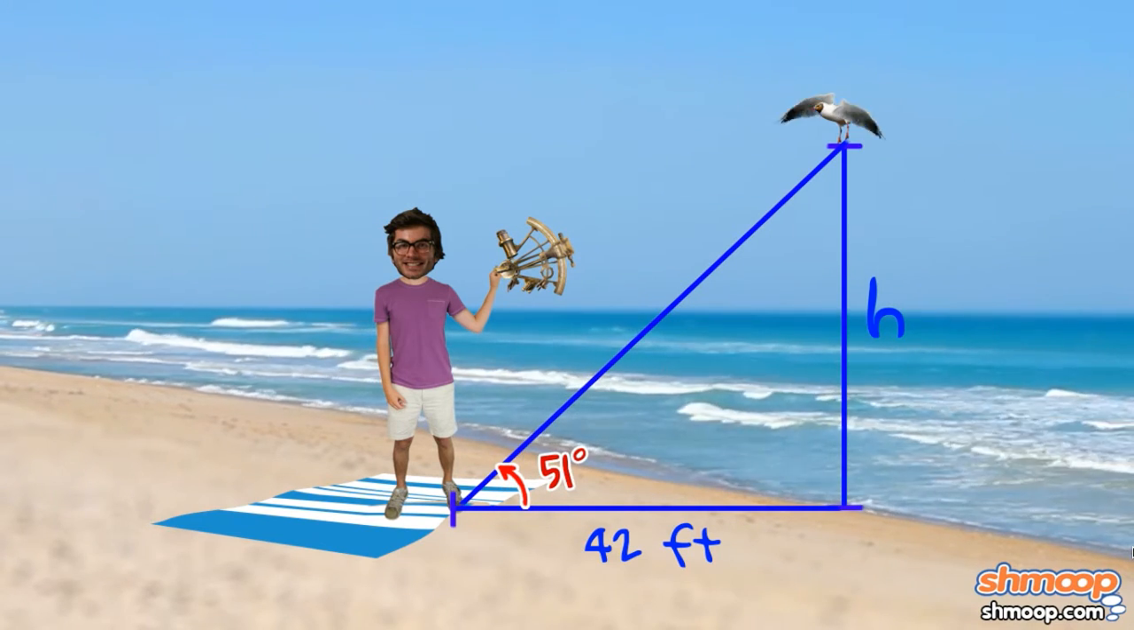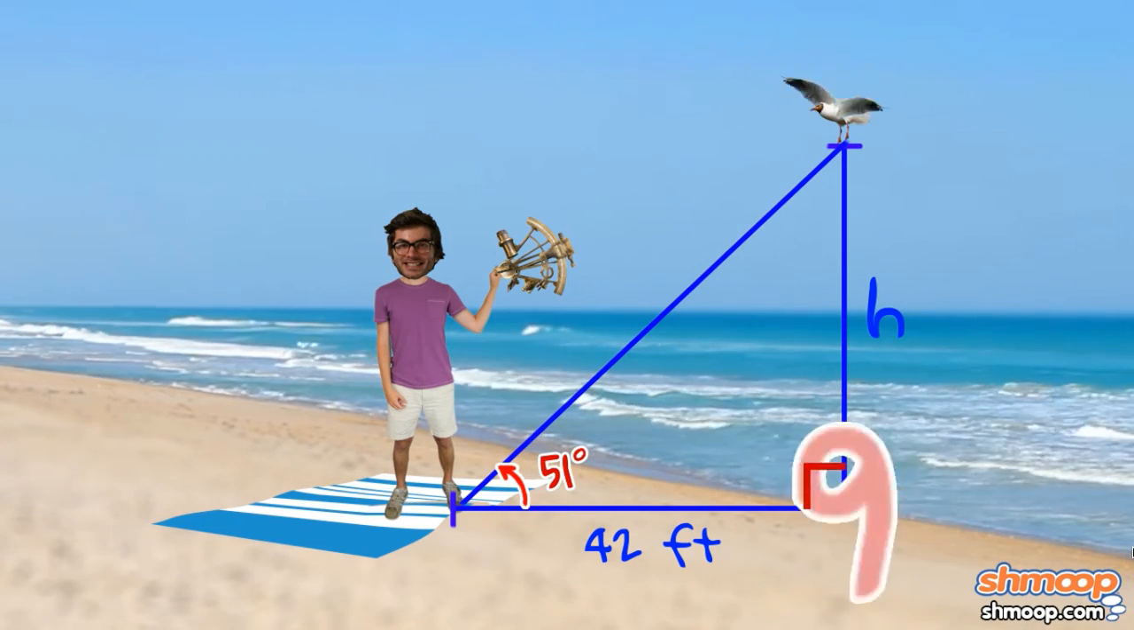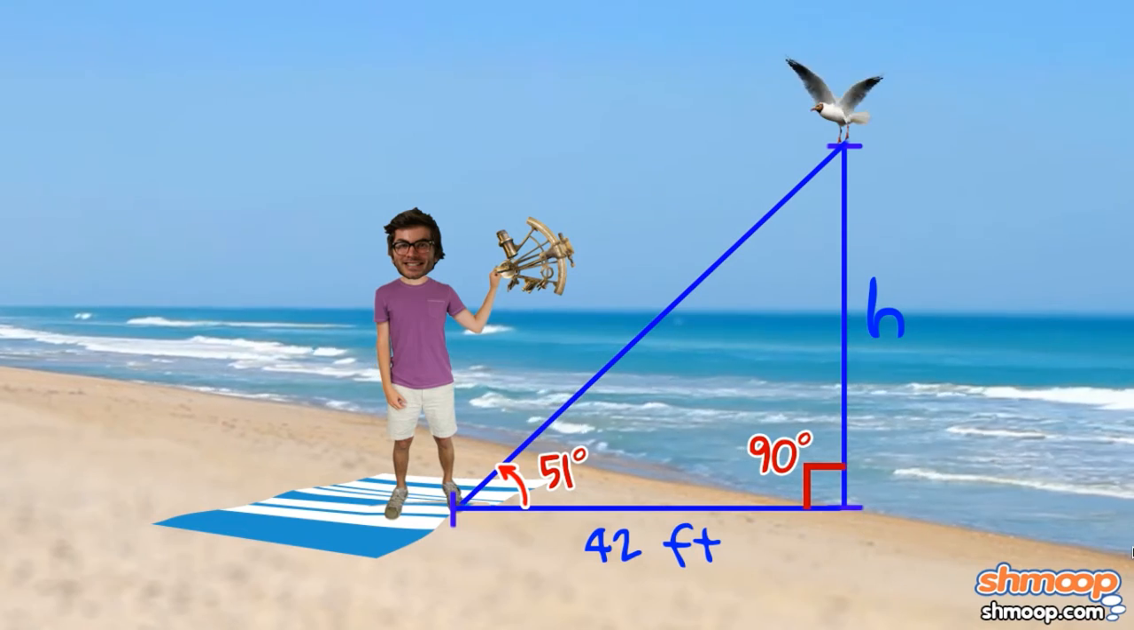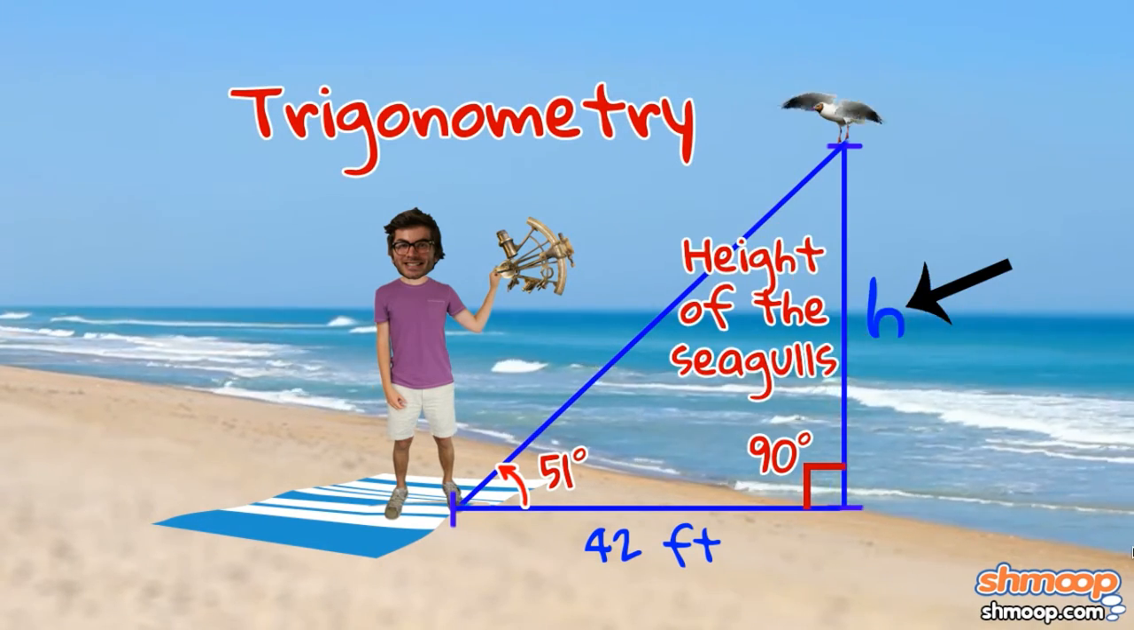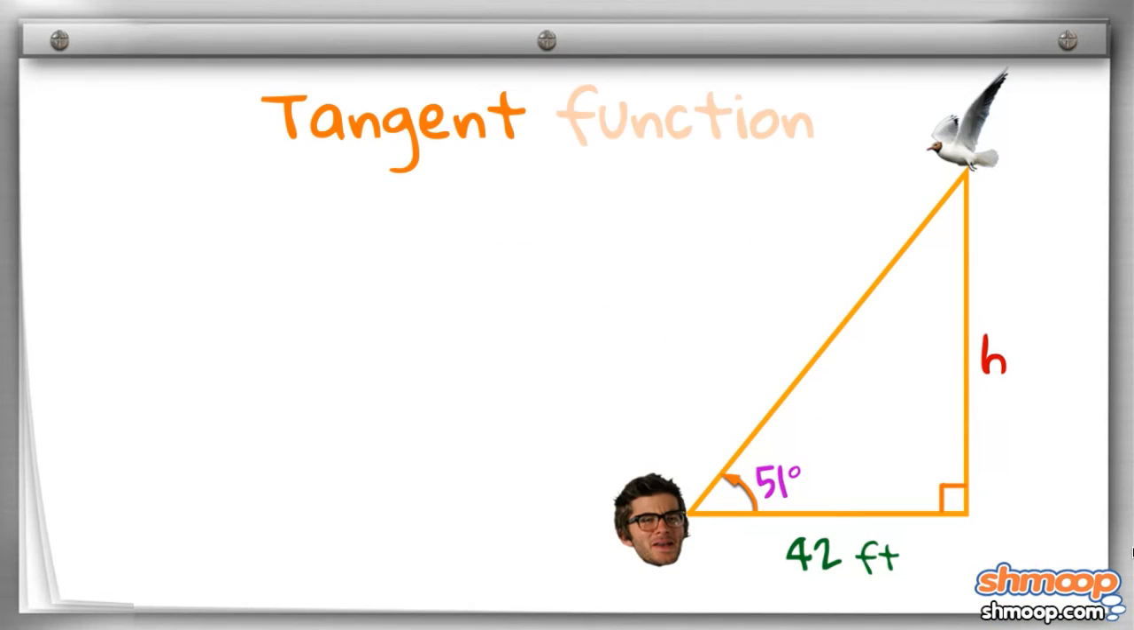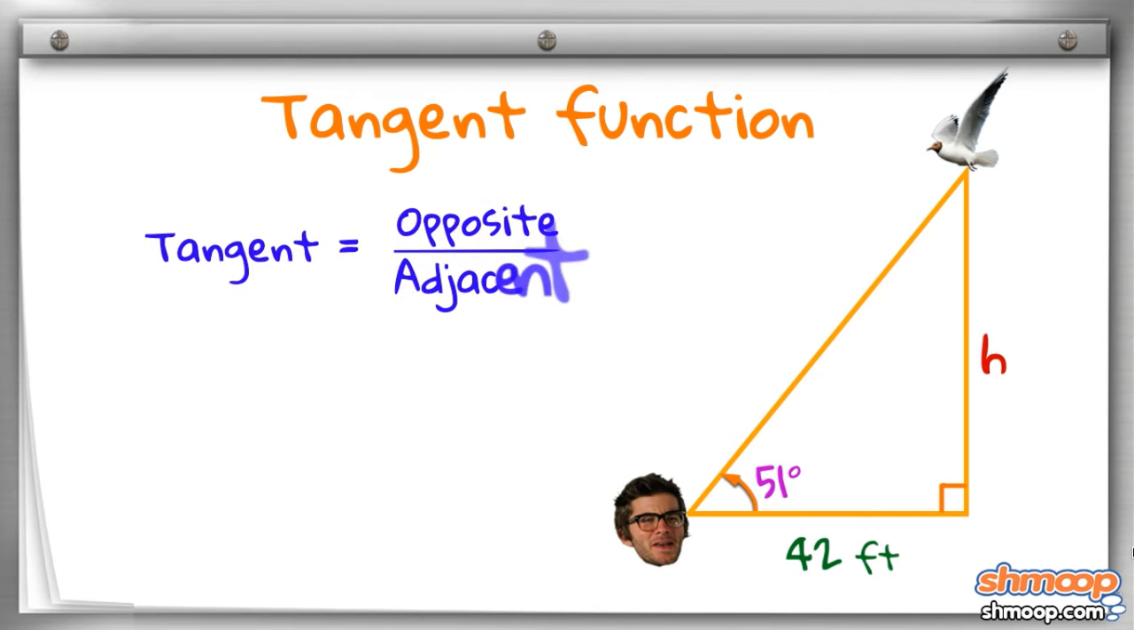degrees. Because we know this is a right triangle with a 90-degree angle, we can use trigonometry to help James find h, the height of the seagulls. Let's use the tangent function, which tells us the ratio of the opposite side to the adjacent side in a right triangle with a given angle.